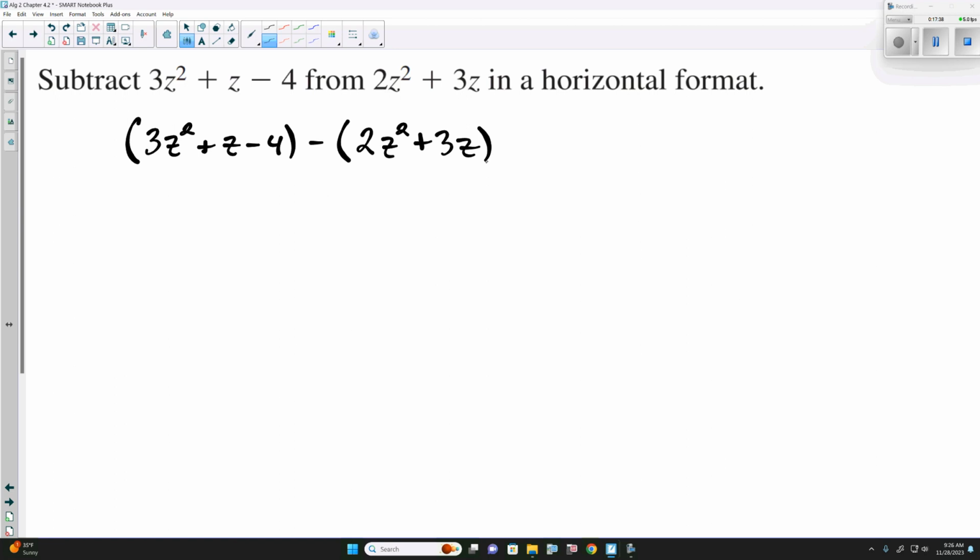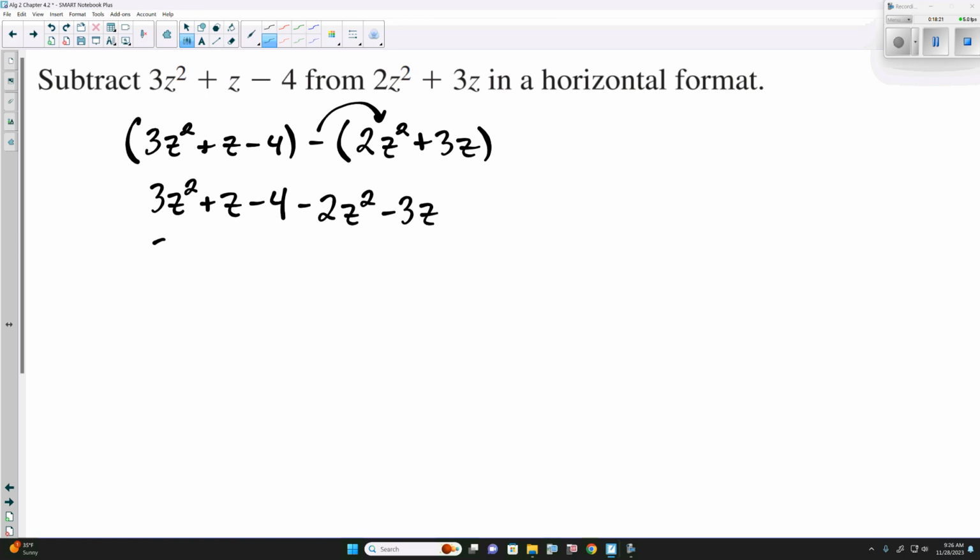Now the first set of parentheses, we don't have a symbol in front of it. It's understood to be positive, so we still have 3z squared plus z minus 4. But we're subtracting from it our second set. So that subtraction sign has to be applied to both terms. So now we have negative 2z squared minus 3z. And that's something we do need to be careful about, that we're not applying the negative to just the first term in that second set of parentheses, but to every term.